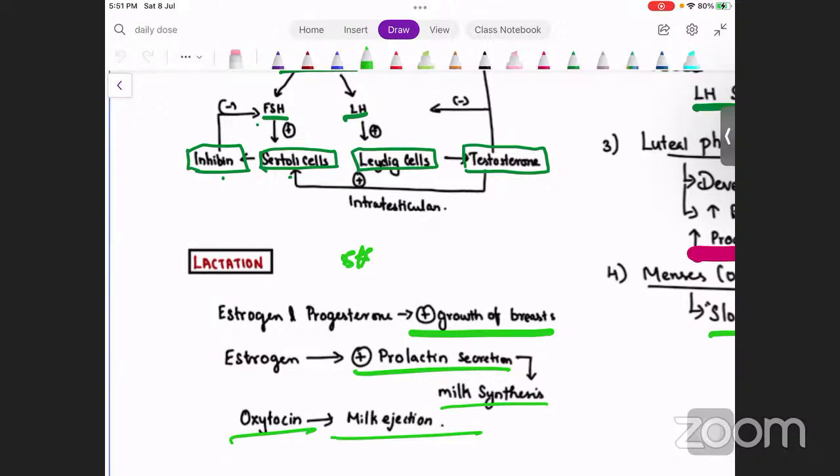And then you have the dorsal column. Vibration, proprioception, and two-point discrimination are carried out by dorsal column. Pain, temperature, crude touch are carried out by spinothalamic tract.